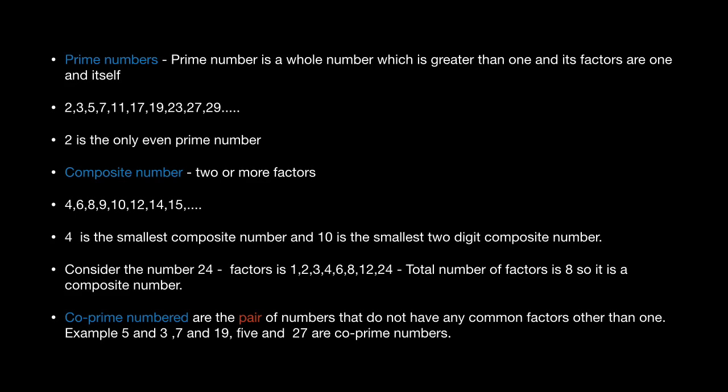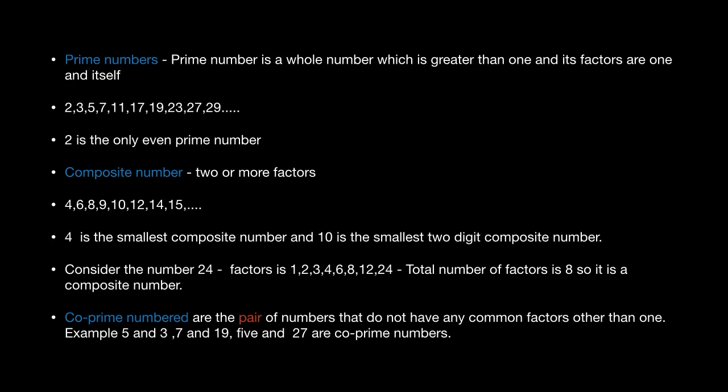First, let us recall prime numbers. What is a prime number? A prime number is a whole number which is greater than 1. We can also say a prime number is a natural number which is greater than 1, and its factors are 1 and the number itself. So, we can see 2, 3, 5, 7, 11 are the prime numbers. If the number has more than 2 factors, it is said to be a composite number like 4, 6, 8, 9 and so on.